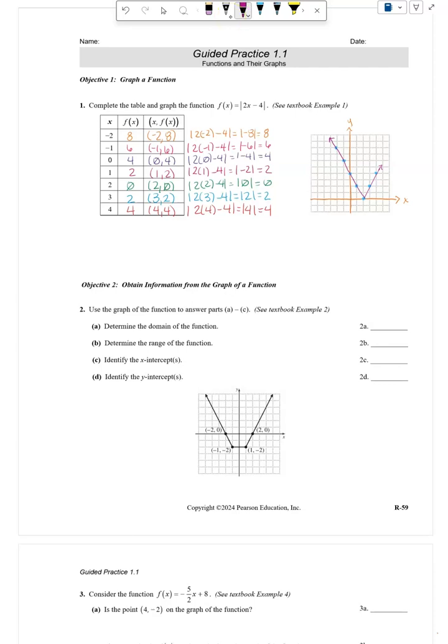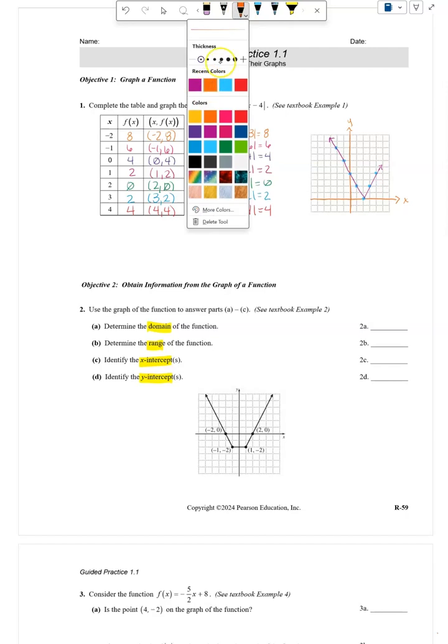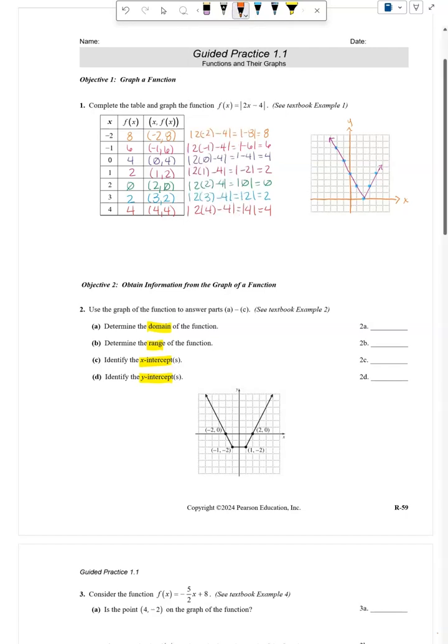Here we're going to obtain information from the graph of the function. So we're looking to find our domain, our range, our x-intercepts, and our y-intercepts, okay? So remember, domain is how wide it is, from left to right. So we can see that on the left, it goes off forever into negative infinity, and this one goes to positive infinity. So our domain, always denoted with the capital D, is from negative infinity to positive infinity.